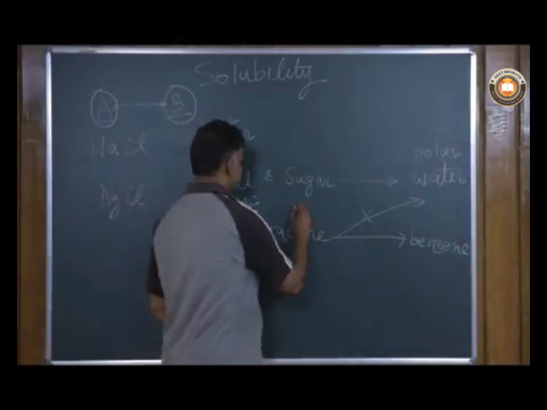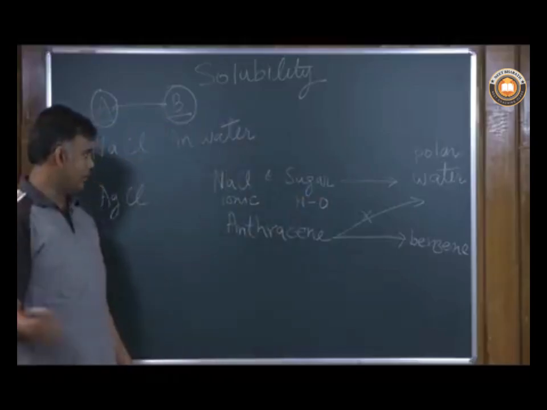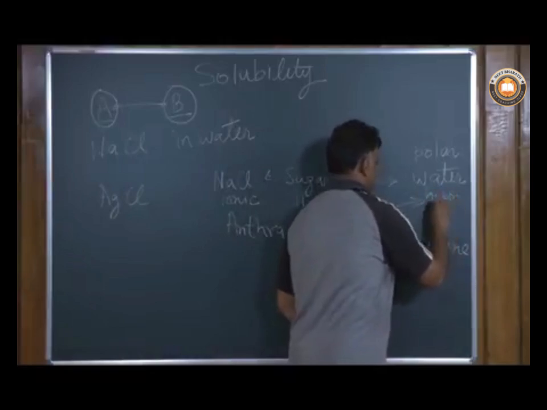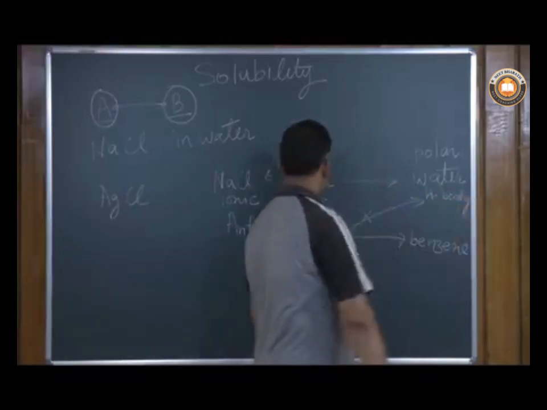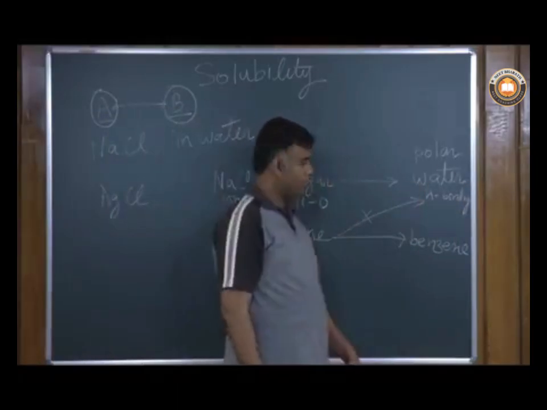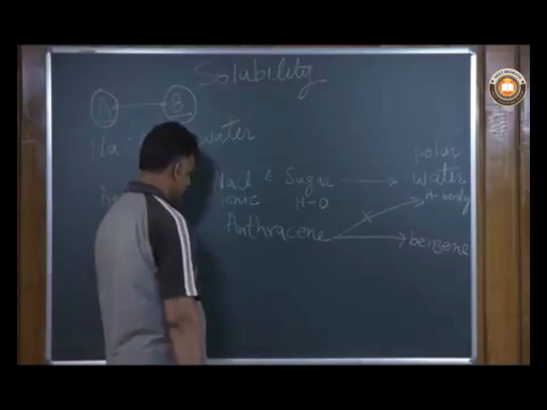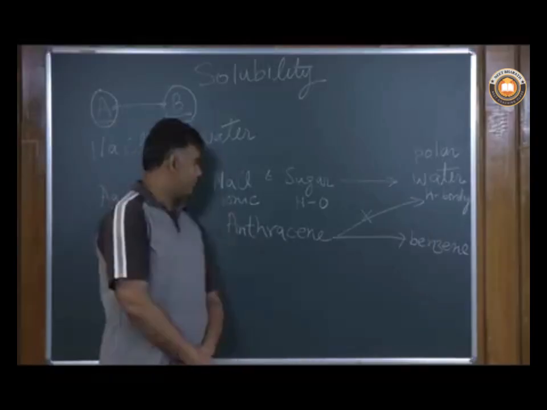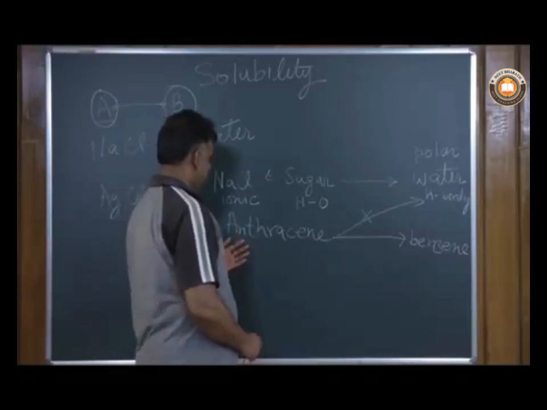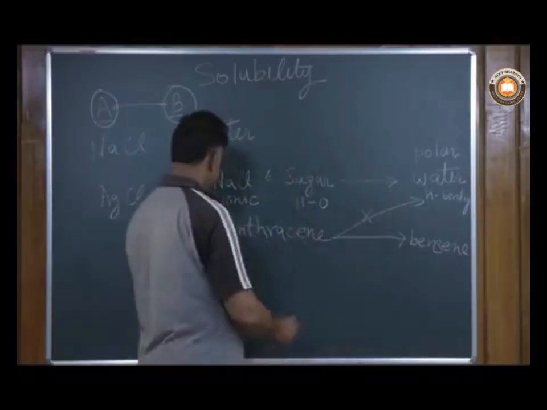Sugar has hydrogen attached to oxygen and that leads to hydrogen bonding. Again, water has lots of hydrogen bonding. And so sugar becomes part of this hydrogen bonding network, and that's how sugar gets dissolved in water. Anthracene is nothing but a hydrocarbon. No ionic character, no hydrogen bonding, so there is no mechanism which will help it dissolve in water. It's basically non-polar.